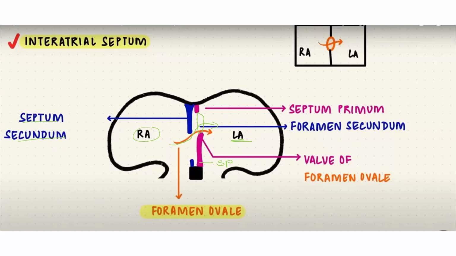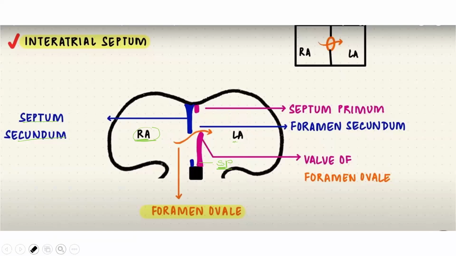So this septum primum here acts as a valve. It only allows blood to come from the right to the left atrium. Why? Because if pressures on the left atrium are increased, so let me erase this. As shown by the arrow, that's how the blood flow will occur.